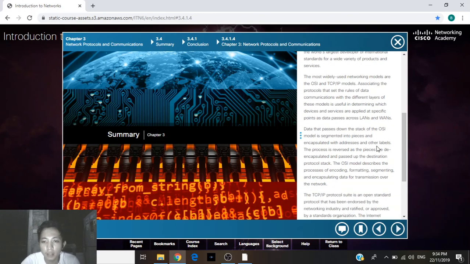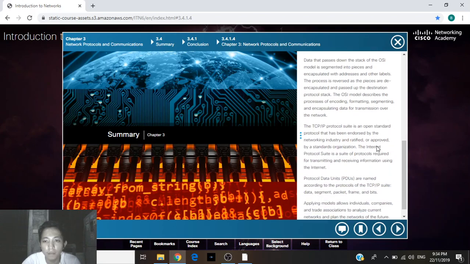Data that passes down the stack of the OSI model is segmented into pieces and encapsulated with addresses and other labels. The process is reversed as the pieces are decapsulated and passed up the destination protocol stack. The OSI model describes the processes of encoding, formatting, segmenting, and encapsulating data for transmission over the network. The TCP/IP protocol suite is an open standard protocol that has been endorsed by the networking industry and ratified, or approved, by a standards organization. The Internet Protocol Suite is a suite of protocols required for transmitting and receiving information using the Internet.